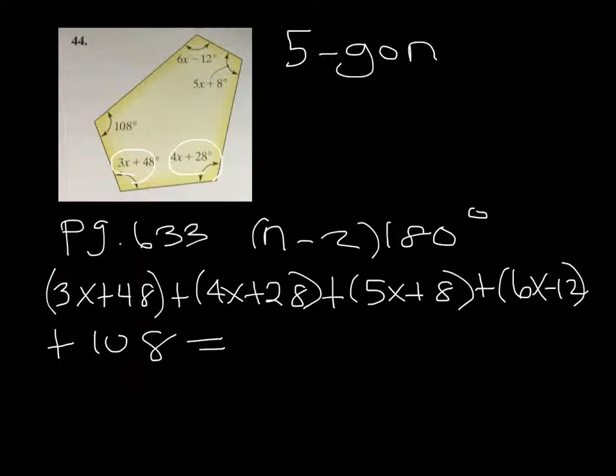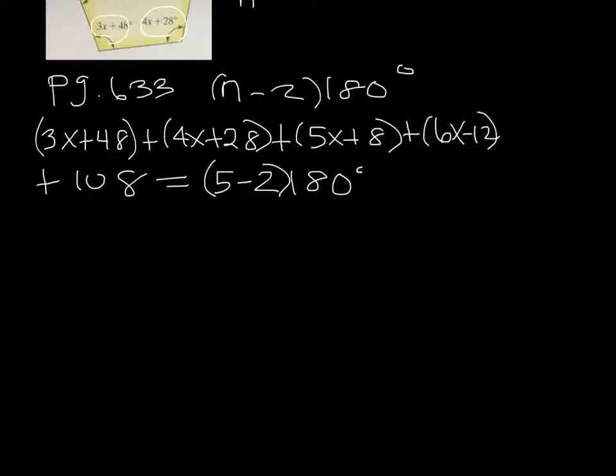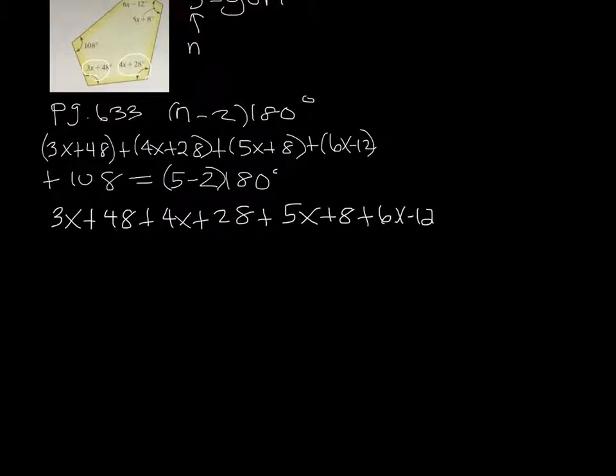And the sum of the measures of all of these 5 angles with n sides, well, this is an n-gon or a 5-gon. So your n is 5. And the formula is 5 minus 2 times 180 degrees. So all we have to do is solve this equation, which is a very easy linear equation. I'm going to take my parentheses, because we're really distributing by 1, and that doesn't change anything. Plus 6x minus 12, plus 108 equals, well, 5 minus 2 is 3 times 180.